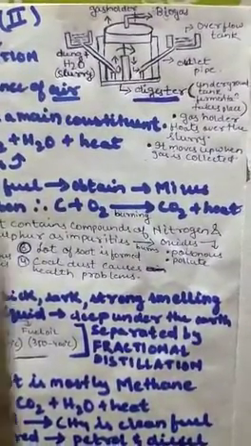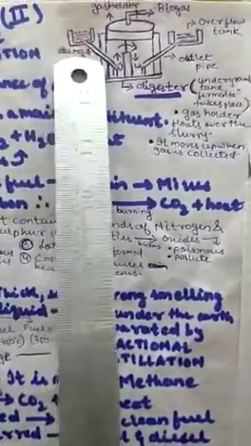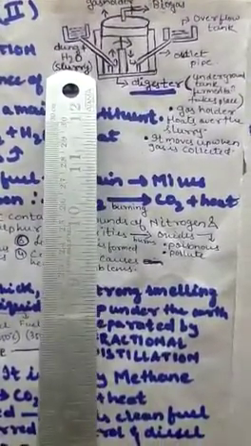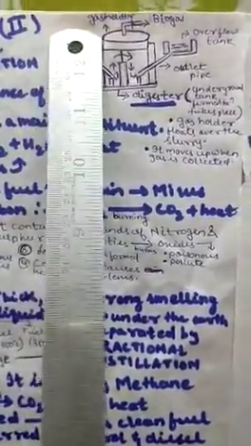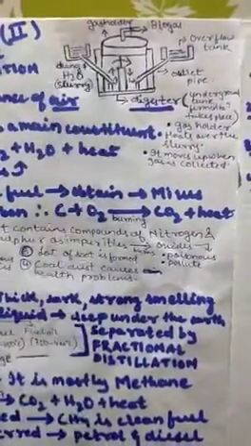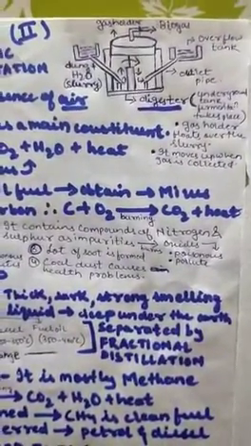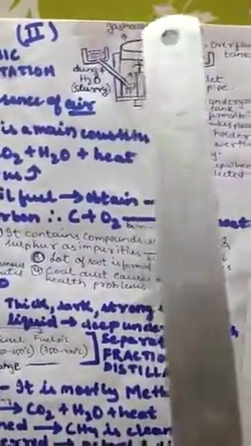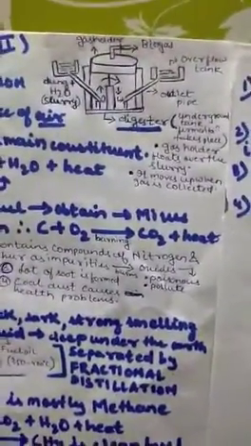All of you know what cow dung means. Cow dung and water are mixed together to form slurry, which is filled in the tank which is connected with the inlet pipe. The next thing it contains is the gas holder. This gas holder contains the biogas which is formed.